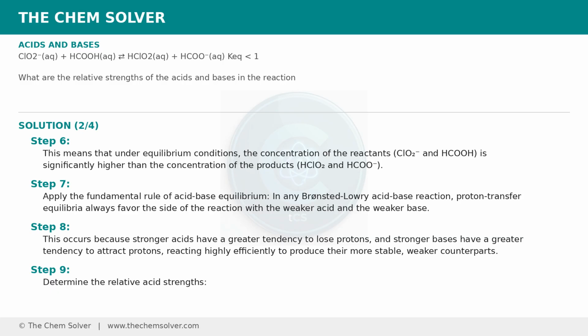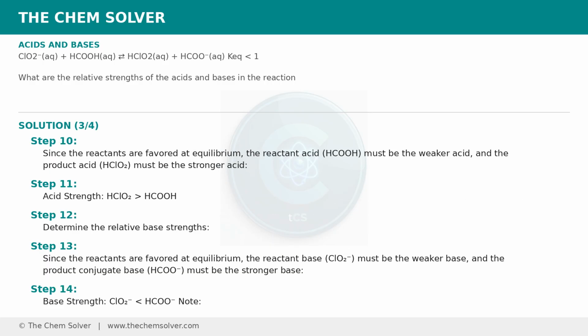Determine the relative acid strengths. Since the reactants are favored at equilibrium, the reactant acid, HCOOH, must be the weaker acid, and the product acid, HClO2, must be the stronger acid. Acid strength: HClO2 greater than HCOOH.